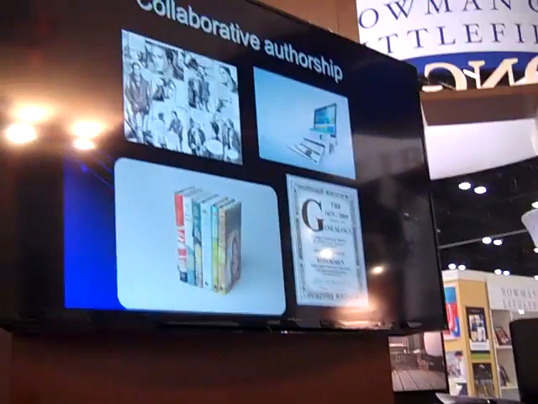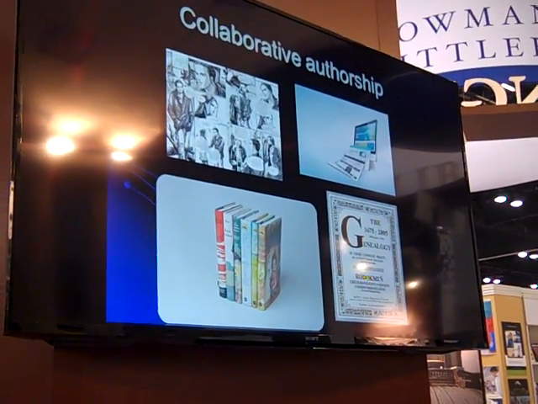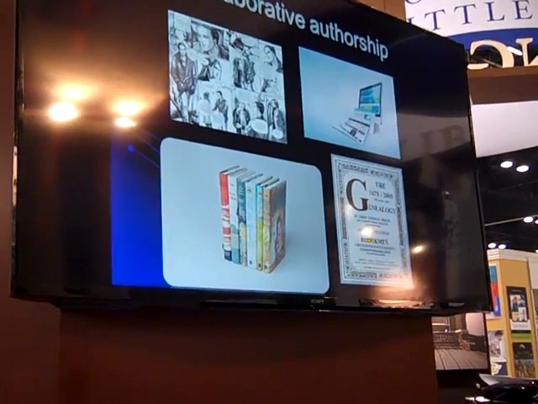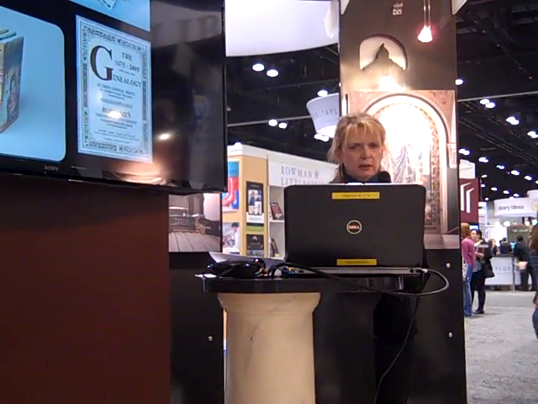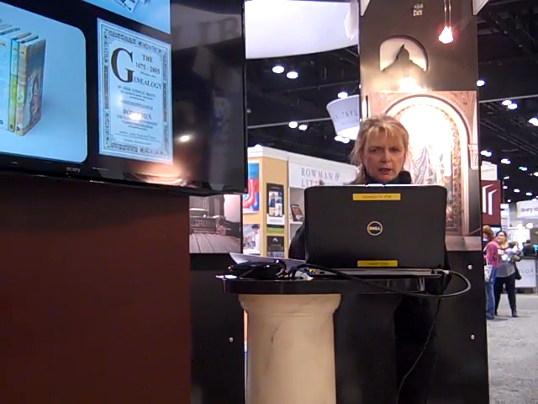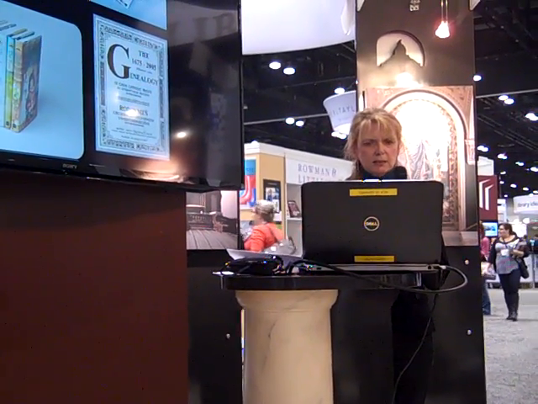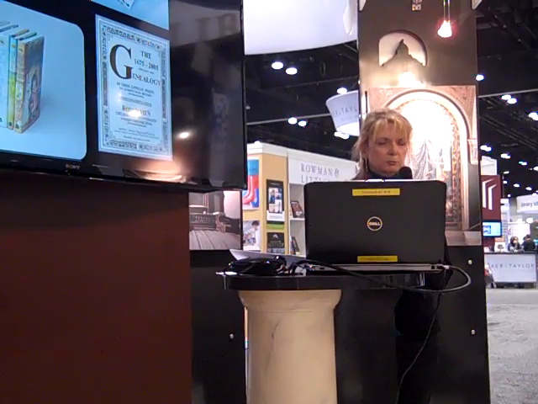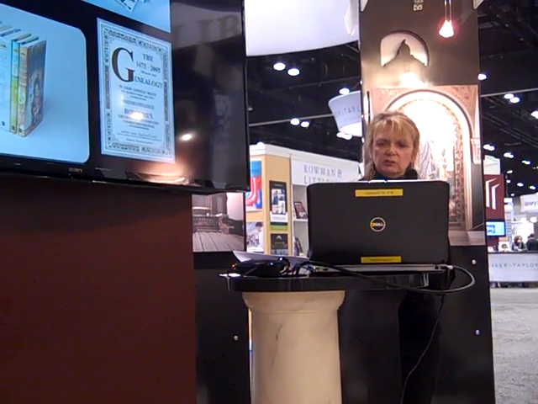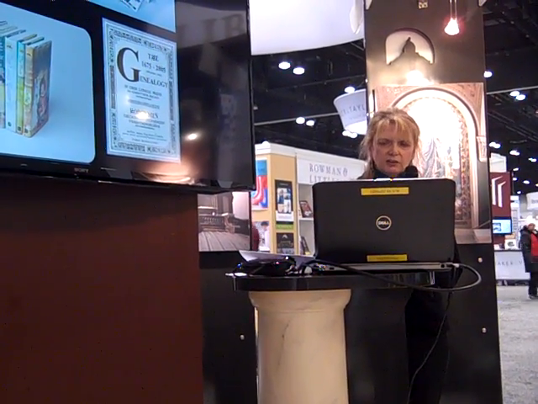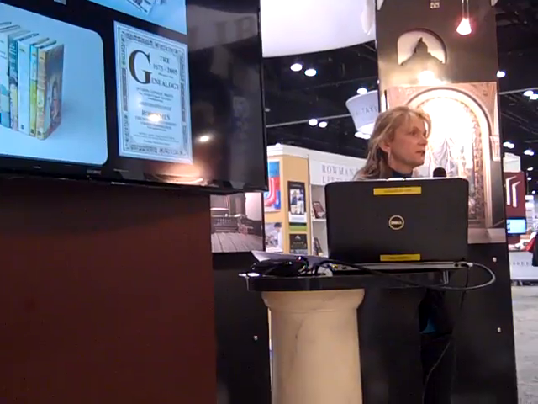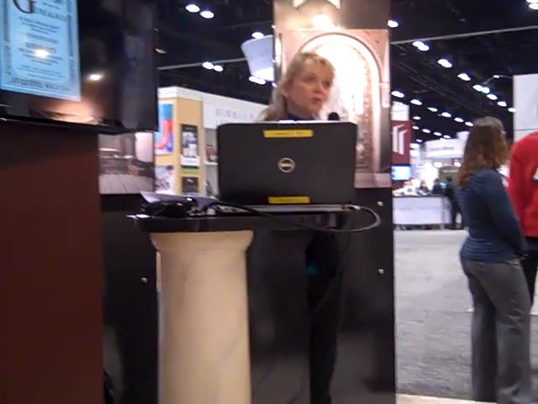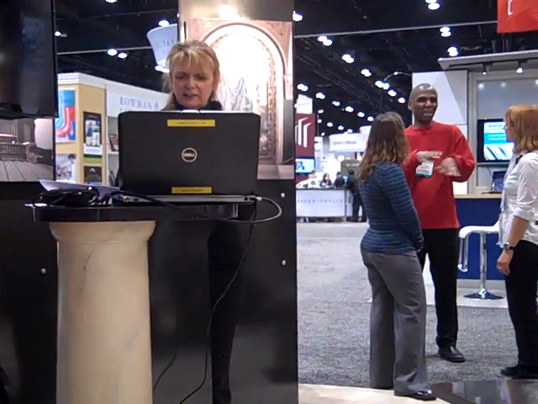So we get a lot of works that are collaborative authorship. You have joint authors, like comic books or graphic novels, websites, illustrated children's books or any kinds of illustrated books, and genealogies. And we're going to look again at genealogies specifically because a lot of them deal with photographs, specifically old photographs, which are problematic.